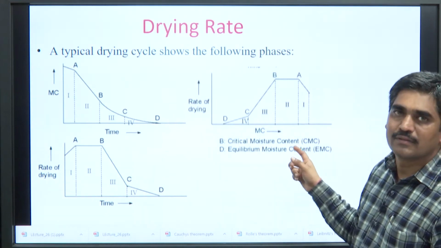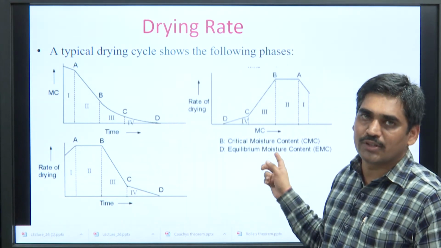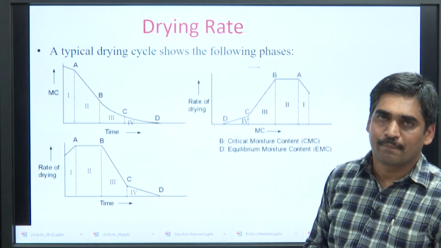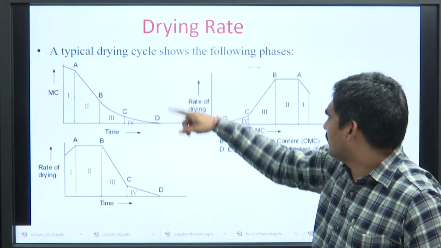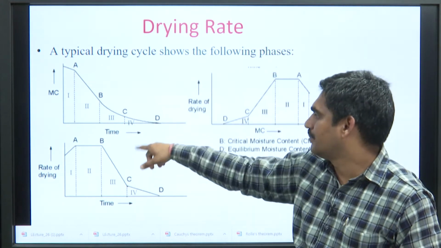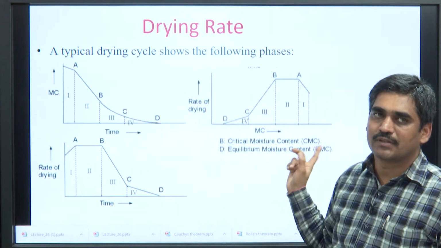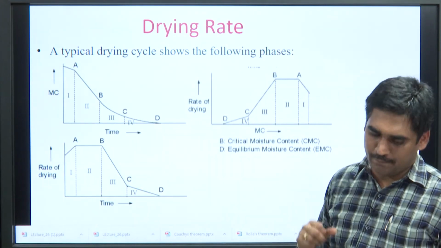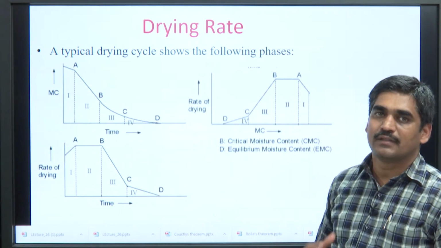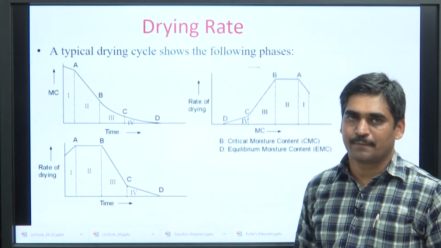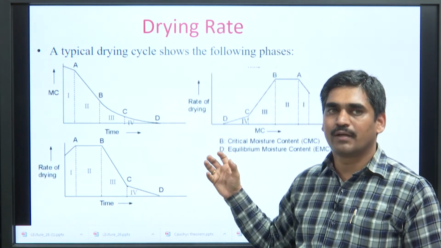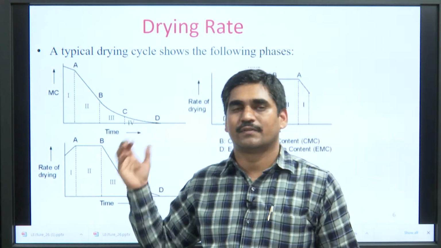If you plot this graph, moisture content versus rate of drying, you will see an opposite graph is obtained. So, in this graph the point B, this point in all the graphs, point B indicates critical moisture content, that is CMC, whereas point D indicates equilibrium moisture content. So, these are the various parts of the drying rate curve.